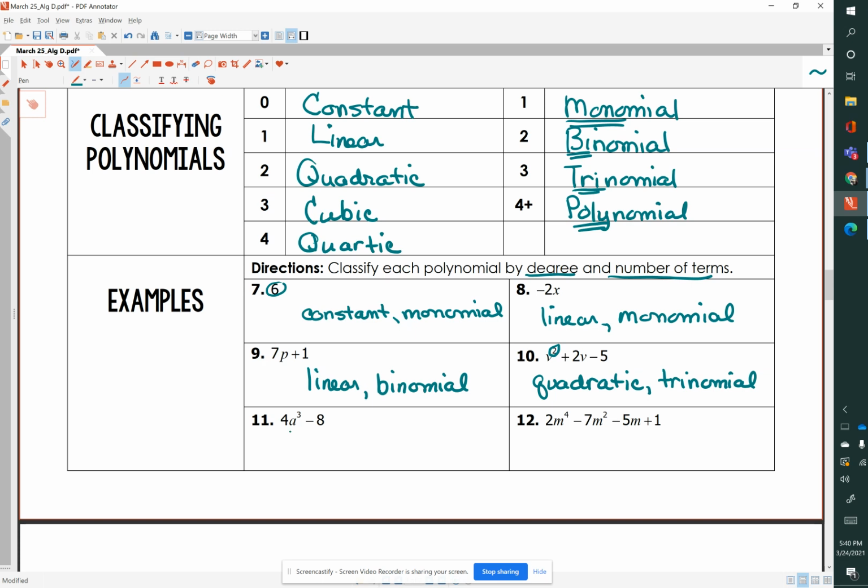And number 11, two terms is a binomial, but a degree of 3 makes it a cubic. So it's a cubic binomial. And with 4 terms, the last one, number 12, is a polynomial, and it has the highest degree of 4, so that's a quartic polynomial.